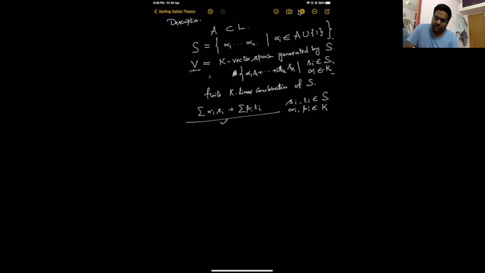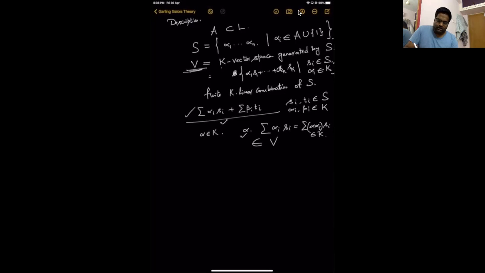And if you have any alpha belonging to K and you multiply alpha by some vector sum of alpha_i s_i, this can be written as the sum of alpha alpha_i s_i, which also belongs to V. So you have scalar multiplication and addition, and therefore this becomes a vector space. The K vector space generated by S consists of all the finite linear combinations of elements of S with coefficients in K.